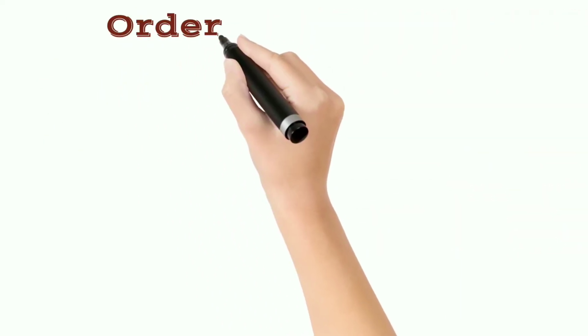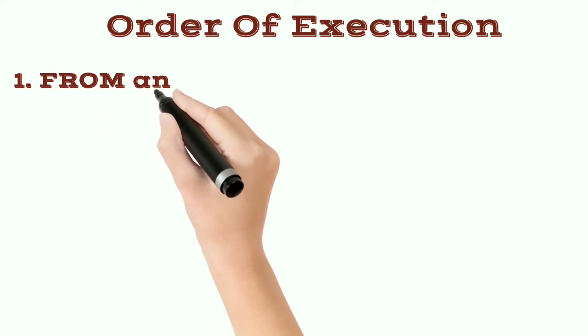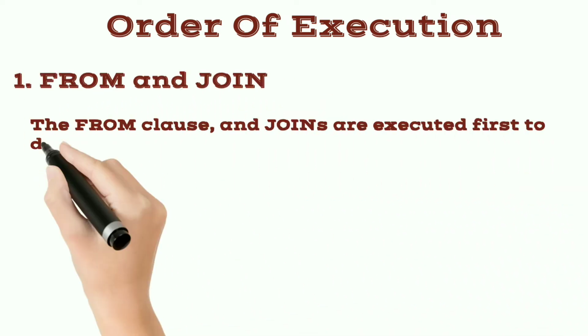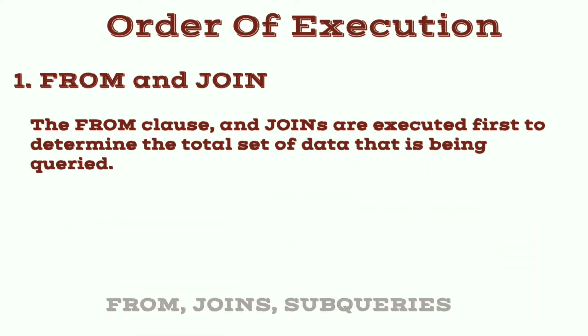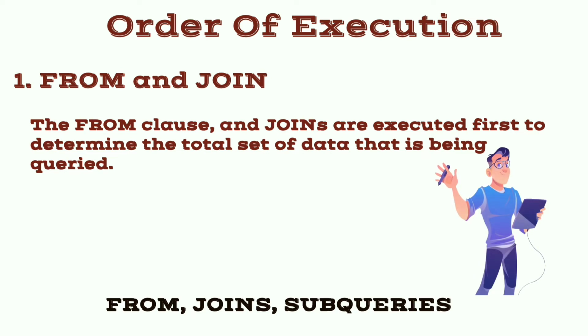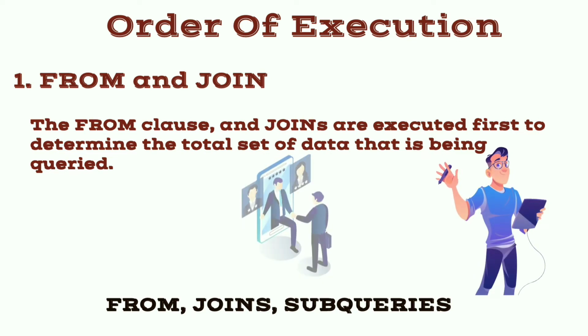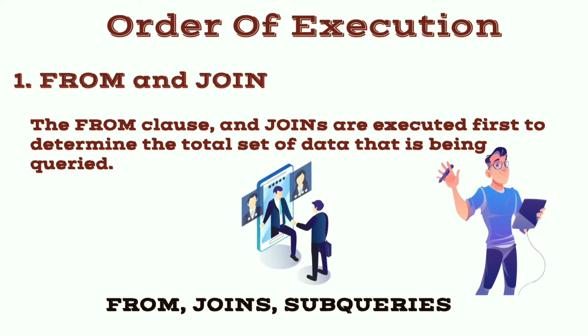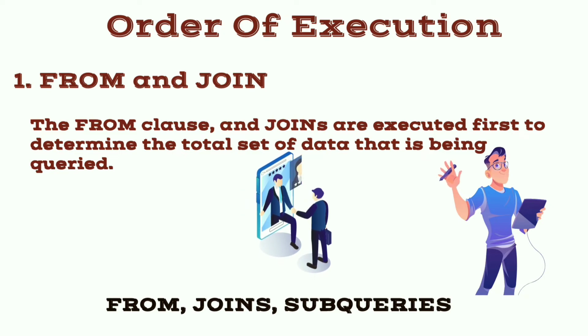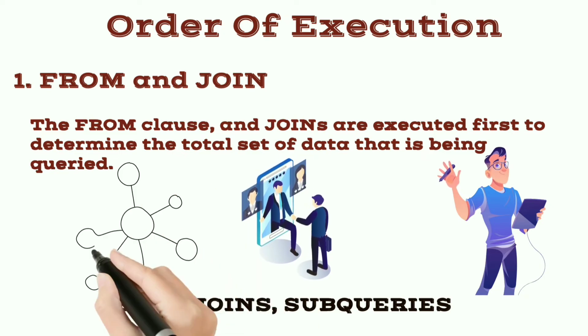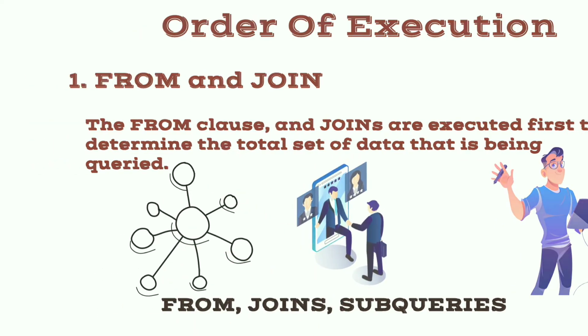Now, we will discuss in which order the query is actually executed. When you execute the query, the from clause and joins are executed first to determine the total set of data that is being queried. The database will merge the data from all tables, according to the join on clauses, while also fetching data from the subqueries, and might even create some temporary tables to hold the data returned from the subqueries in this clause.